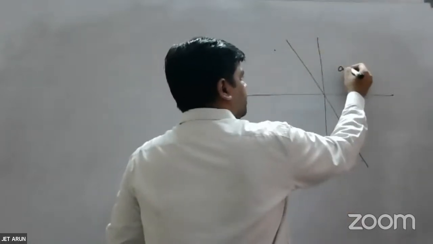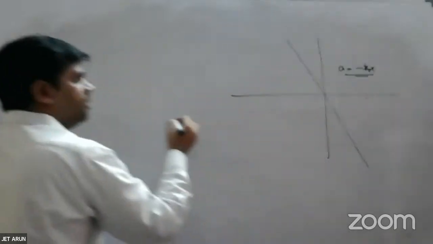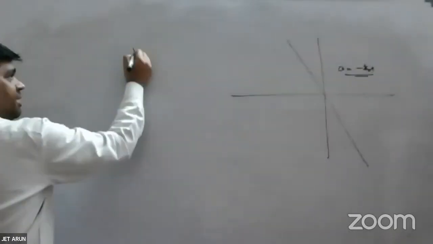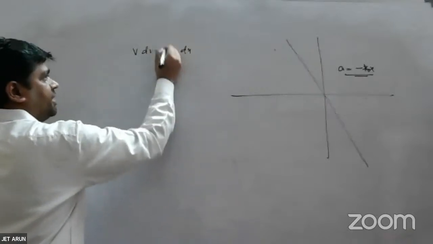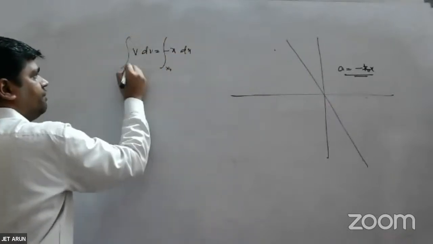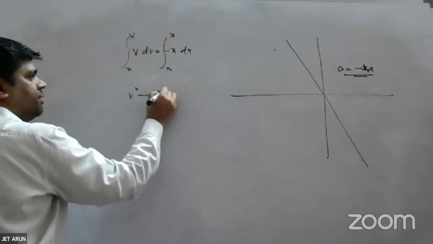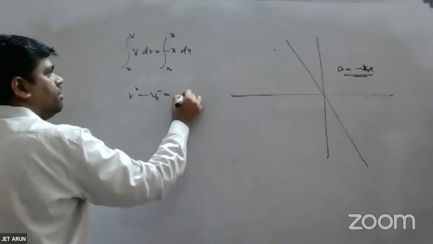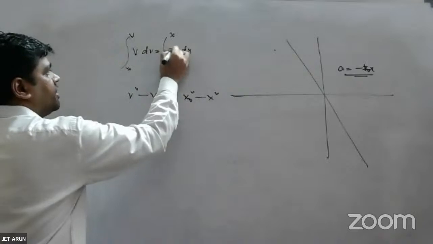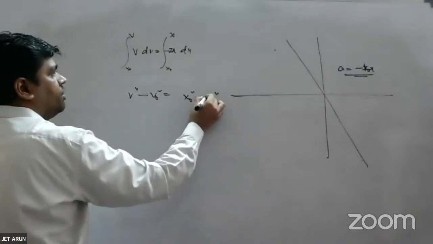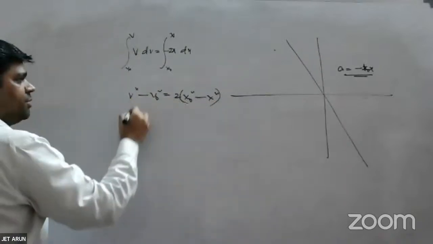The graph is like this: a is equal to minus k x. Writing it out, v dv is equal to minus k x dx, integrated from x0 to x, v0 to v. So v square minus v0 square is equal to minus k times (x square minus x0 square), with the 2 beside it. So this x comes here.